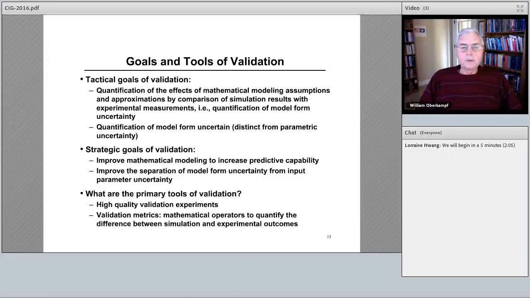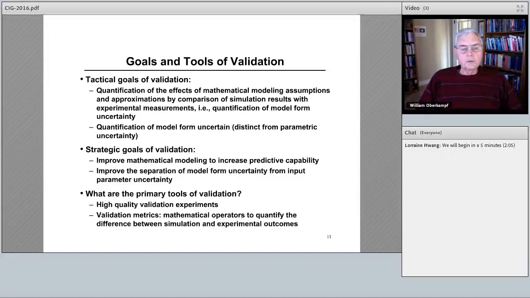What are the primary tools of validation? High-quality validation experiments. In geosciences, you might say, well, we never have those at field scale, complete scale, but you have experimental or laboratory scales, and those, of course, are how you build models, and they're usually lower levels than what I'll talk about in the validation hierarchy in a minute.